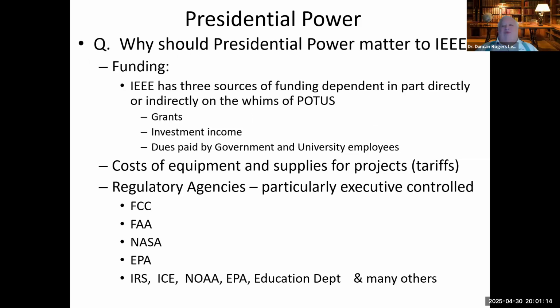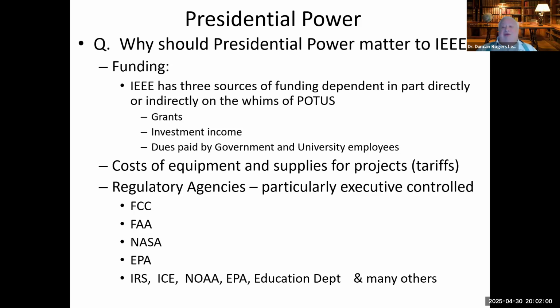All right, so why should the presidential power matter to IEEE? First, I looked at the funding that IEEE gets. One of the things that happens is your tax return is on the internet. And I took a look at the 2023 tax return. IEEE has three sources of funding, which depend in part directly or indirectly on the whims of the president: grants, investment income, and dues that are paid by government and university employees. There's also the cost of equipment and supplies that are dependent on things like tariffs and what the president does to affect the supply of goods and services.